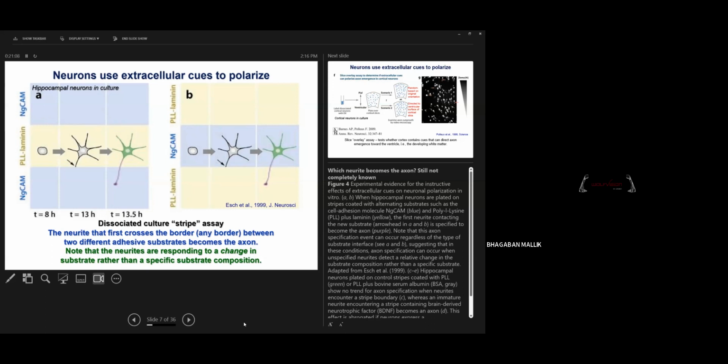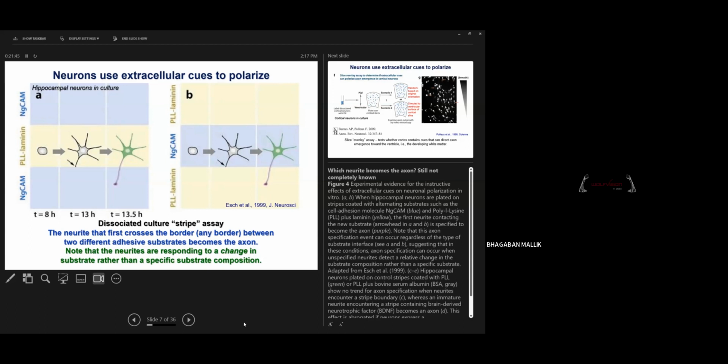You can also do the same thing in another way. You plate the neuron on an NG-CAM coated cover slip, with a different substrate, laminin, also coated on the same cover slip. When the neurite plated on the NG-CAM surface touches the surface of laminin, this neurite again becomes the axon. That means the neurite uses the extracellular cues. In this condition the cue is NG-CAM, and in this condition the cue is laminin. So they use the extracellular cues to polarize themselves to become an axon.